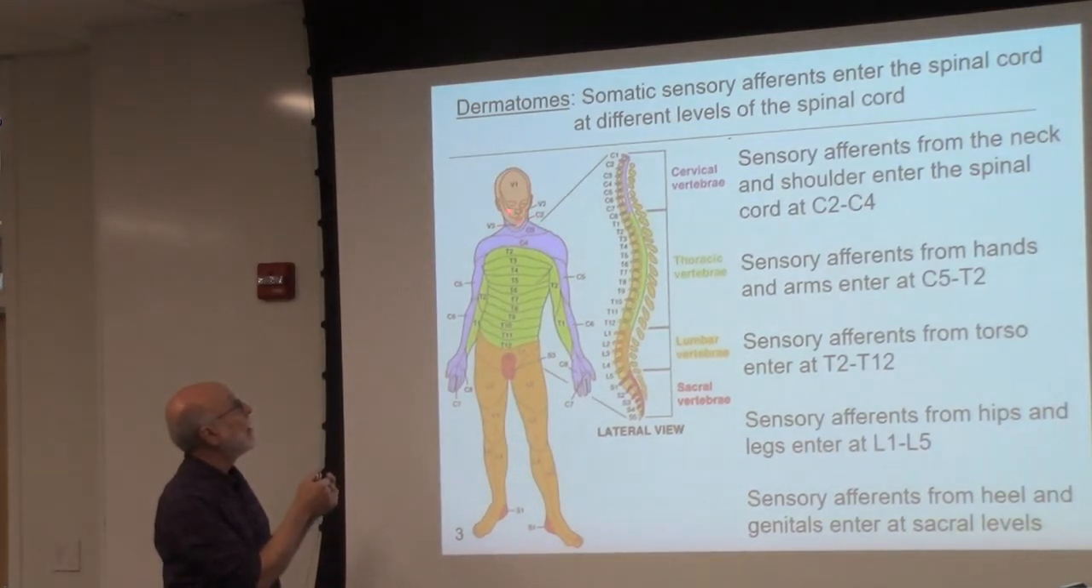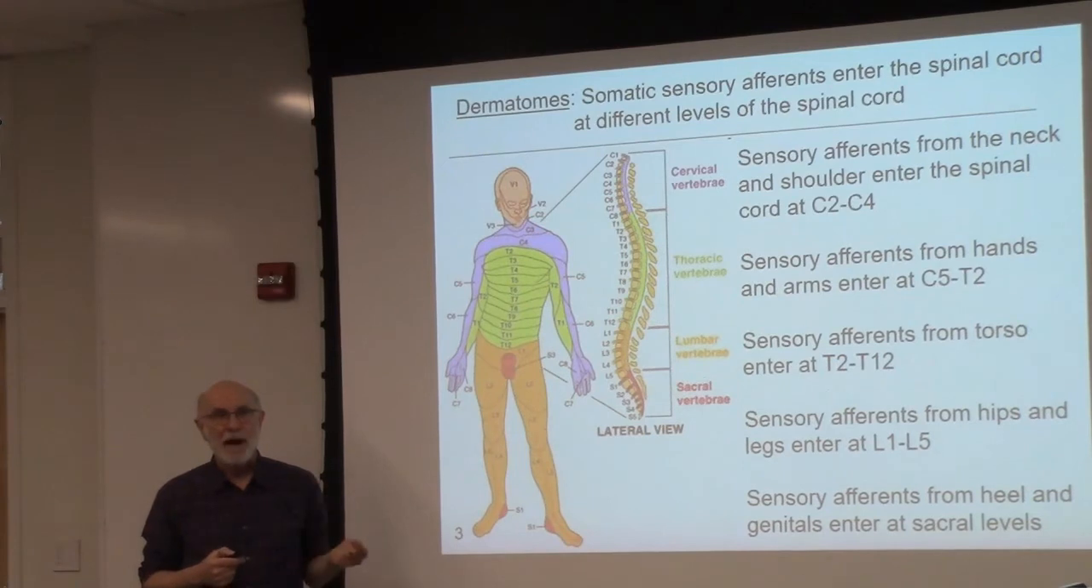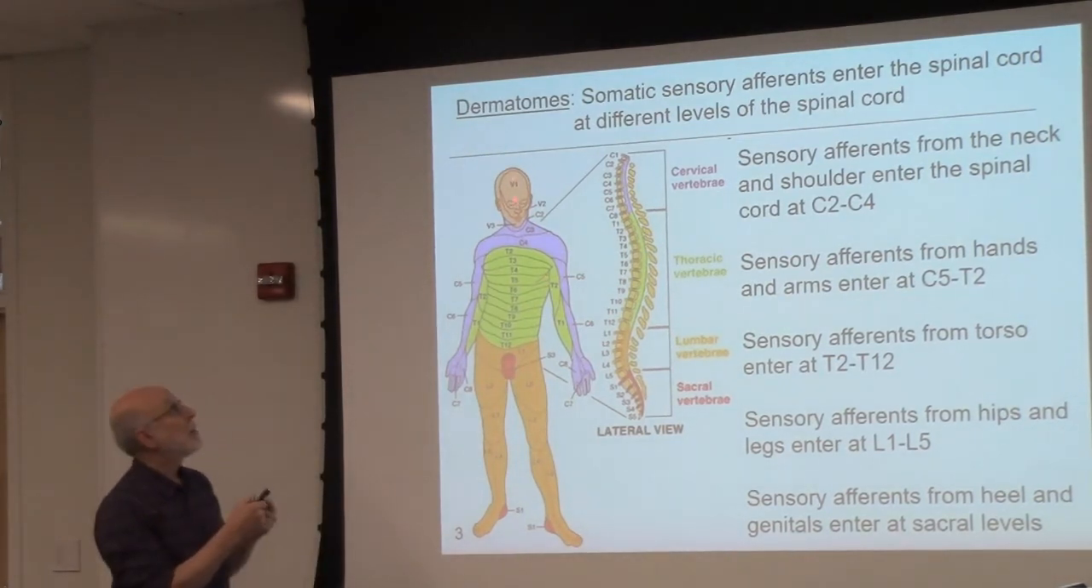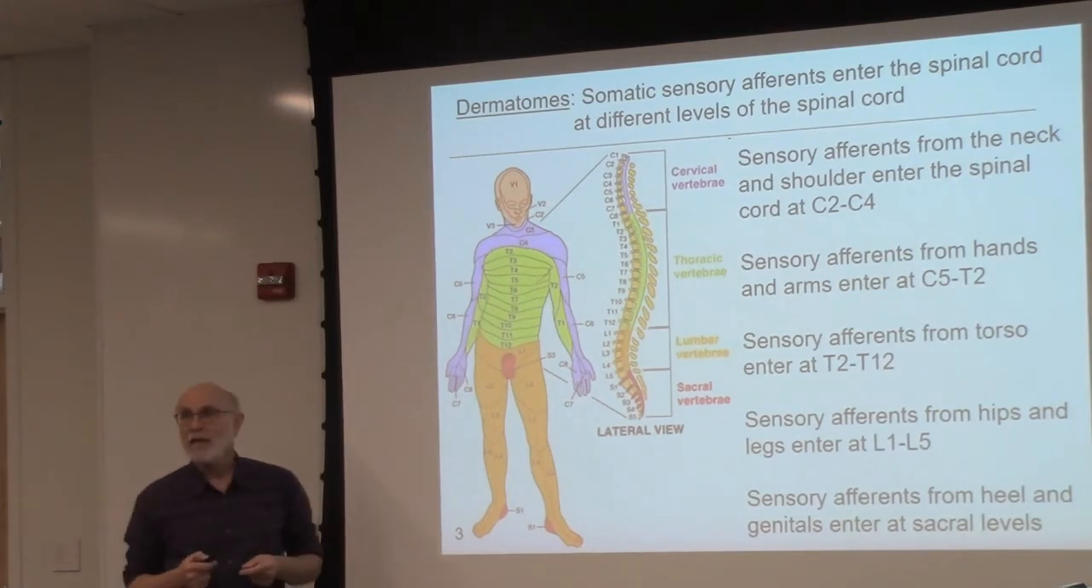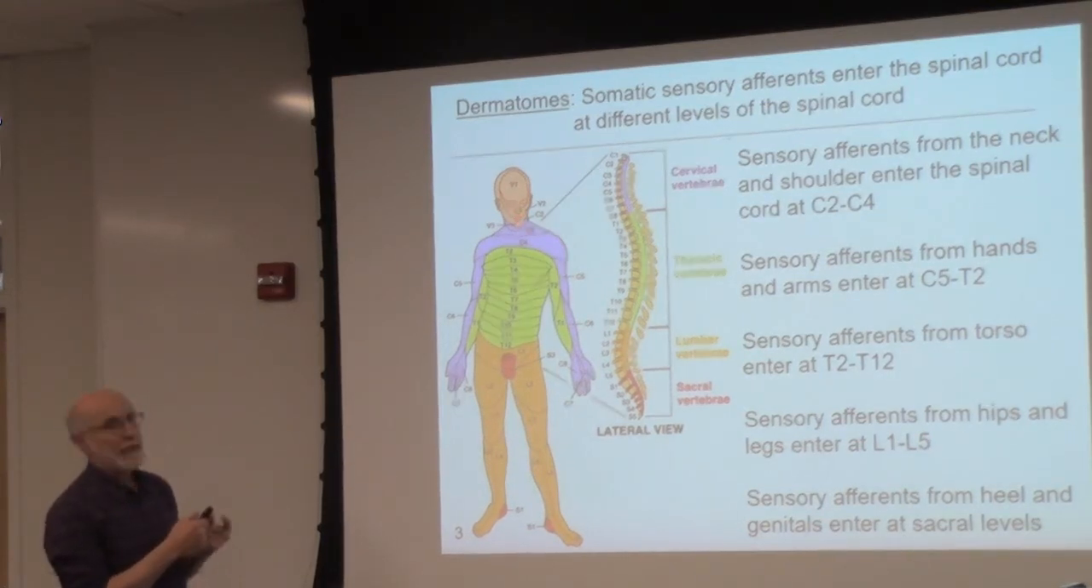So the lips and face are not entering the spinal cord. V1, V2, and V3, this is not V, this is Roman numeral 5. This is the trigeminal cranial nerve, and these are the 3 branches of the trigeminal cranial nerve. So this is not a spinal nerve, this is a cranial nerve, but the concepts are the same, at least as far as somatosensation is concerned.